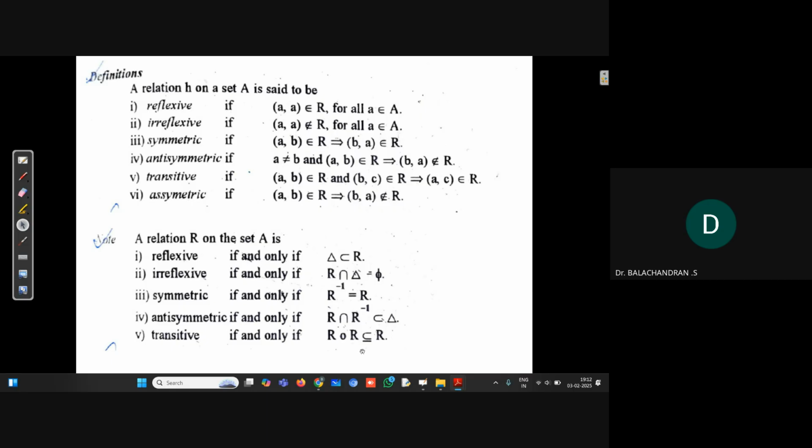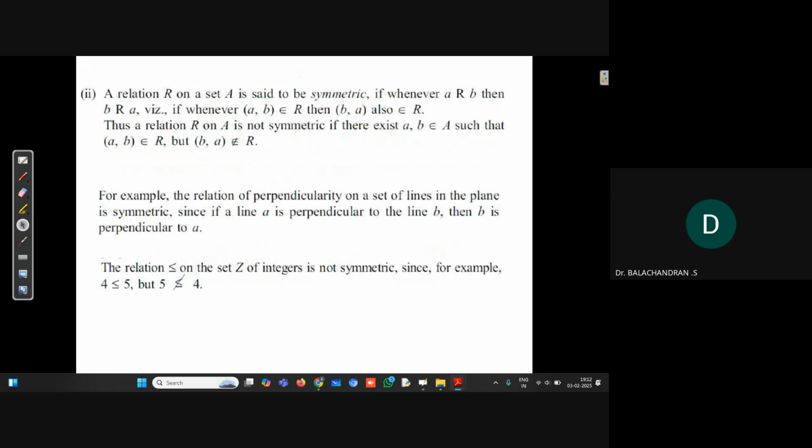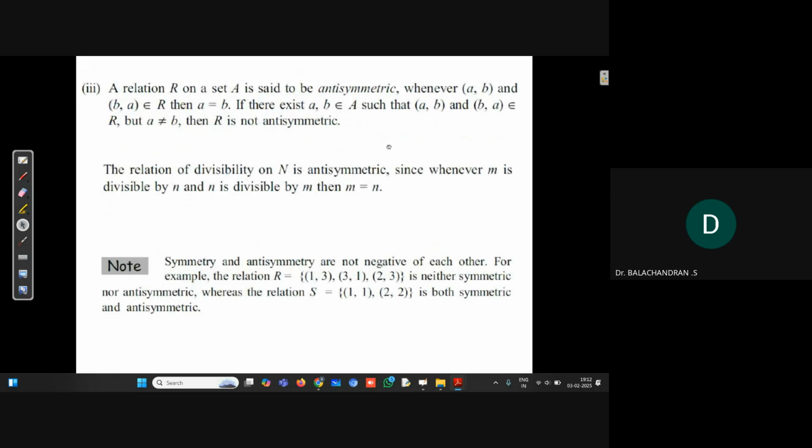Okay, next. I think here I gave the definition of reflexive, and I finished these things in the last class. Okay, this is another definition of antisymmetric. A relation R on a set A is antisymmetric whenever (a, b) and (b, a), both of them in R, then a equals b. Then we say it is also antisymmetric. So this is another equivalent definition.